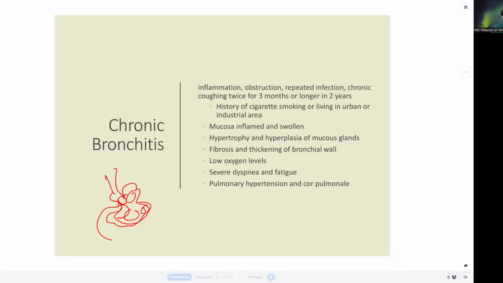Again, with chronic bronchitis, your differences are they're going to have thickening of the bronchial walls, they're going to have increased mucus production, they're going to be fatigued, and what they're going to suffer from is fluid and mucus buildup in the lungs.